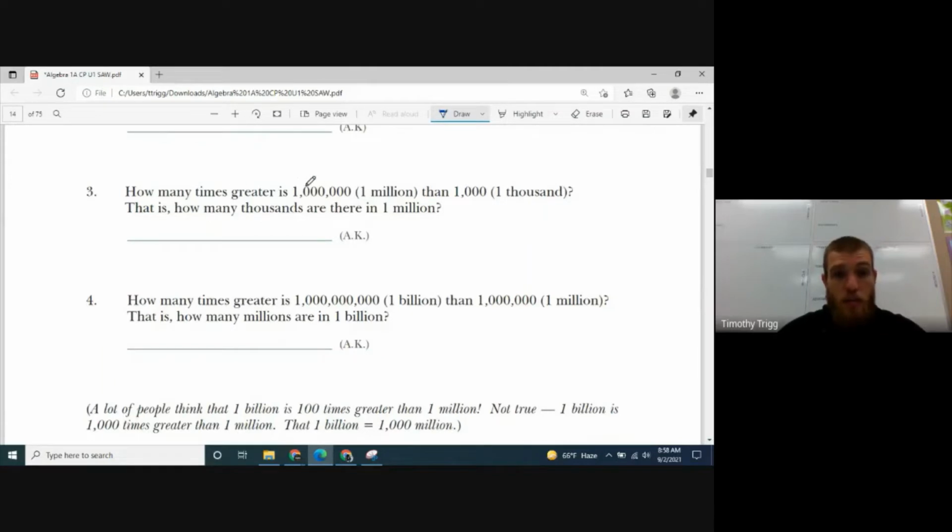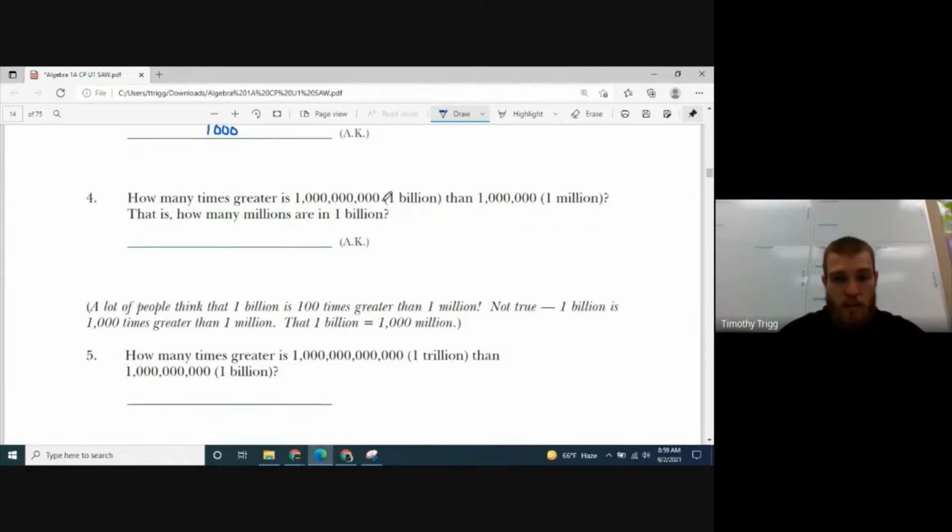How many times greater is 1,000,000 than 1,000? Well, how many more zeros are there? There's 3 more zeros, aren't there? 1,000 has 3 zeros, but 1,000,000 has 6 zeros. So you need to add 3 more zeros. So 1,000,000 is 1,000 times bigger. And you could always check with your calculator. 1,000 times 1,000 should give you 1,000,000.